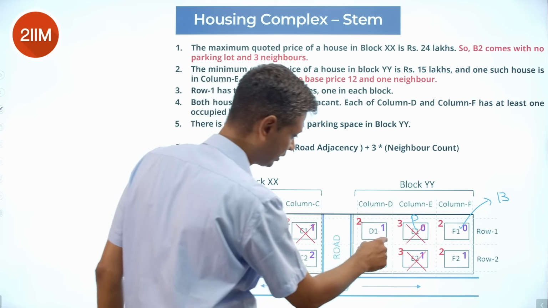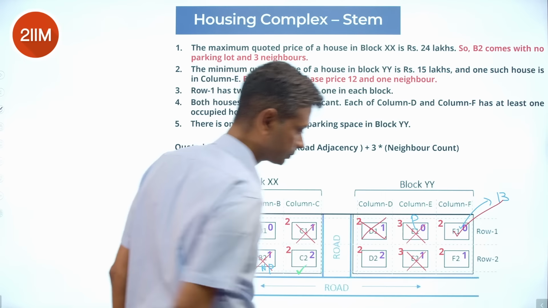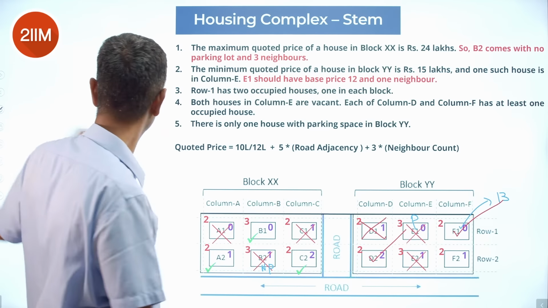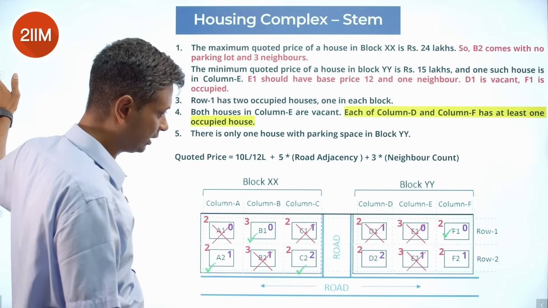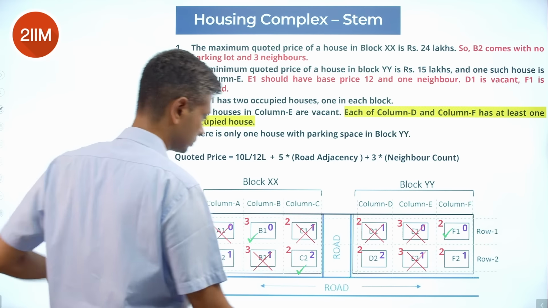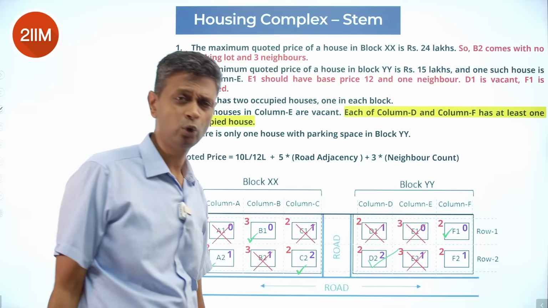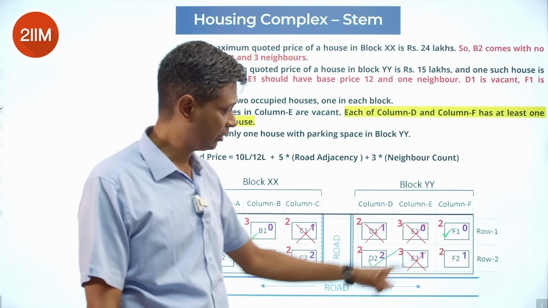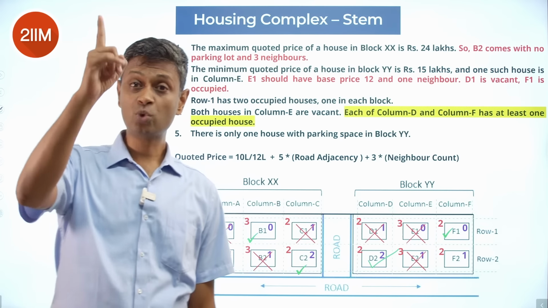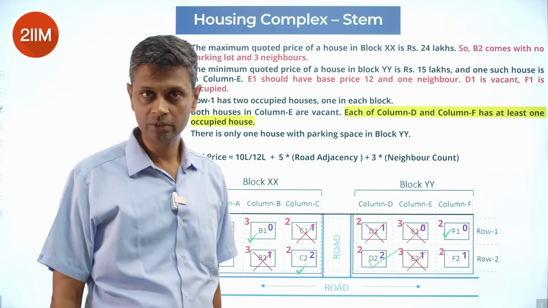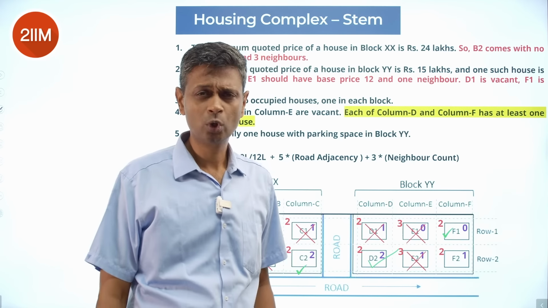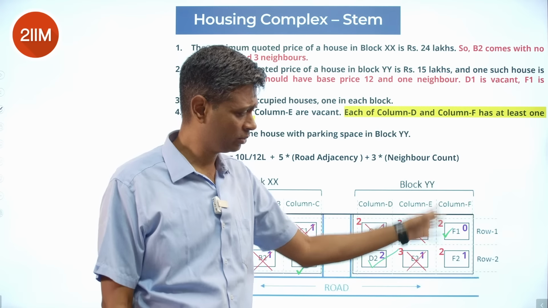So this is like this, and this is. That means this is occupied because at least one should be there in column D. So we take this, we build this, and then we put a tick here as well. We know for sure that F1 is occupied. Therefore, D1 is unoccupied. At least one is occupied in column D. So D2 has to be occupied. F2, could it be occupied? Yes, at least one in F2.